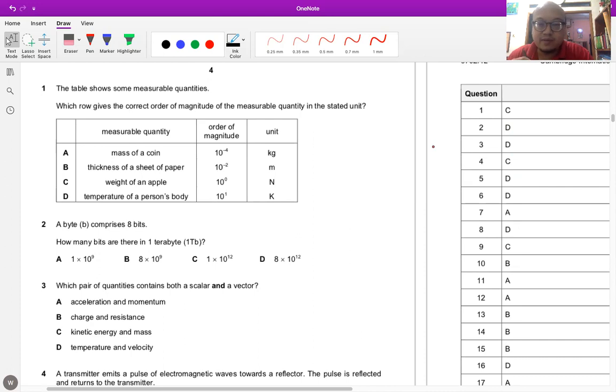Why do I provide the mark scheme here? Because I just want to prove it here and find the solution, to see why the answer for number 1 is C, number 2 is D, number 3 is D, and so on. Okay, let me check one by one.